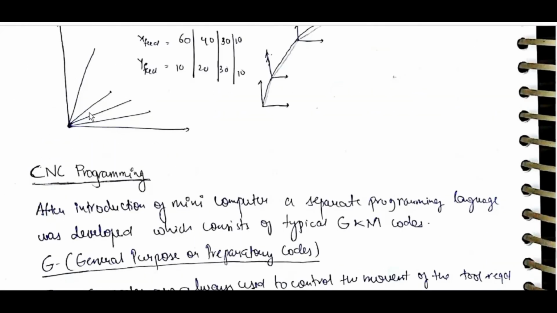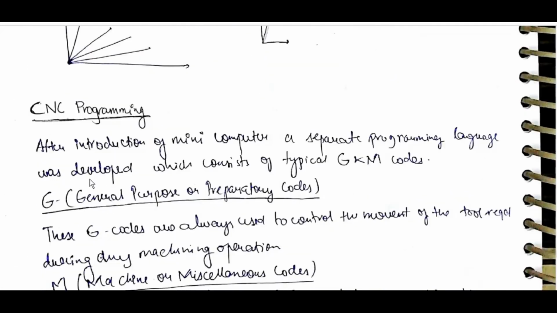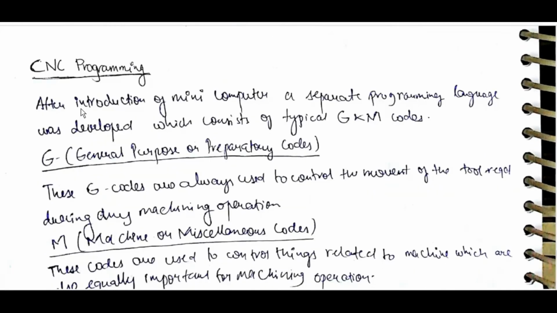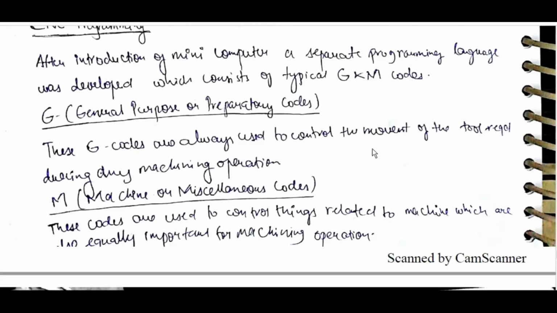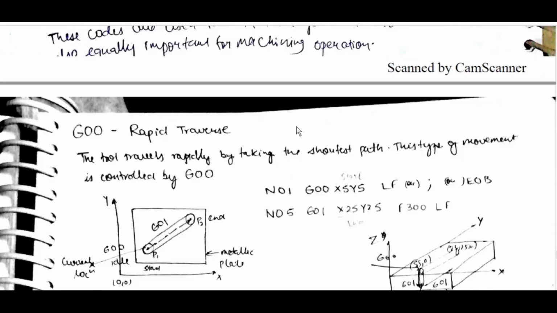CNC programming. After the introduction of the mini computer, a separate programming language was developed which consists of typical G and M codes. G: general purpose or preparatory codes. These G codes are always used to control the movement of the tool required during any machining operation. M: machine or miscellaneous codes. These codes are used to control things related to the machine, which are also equally important for machining operations.